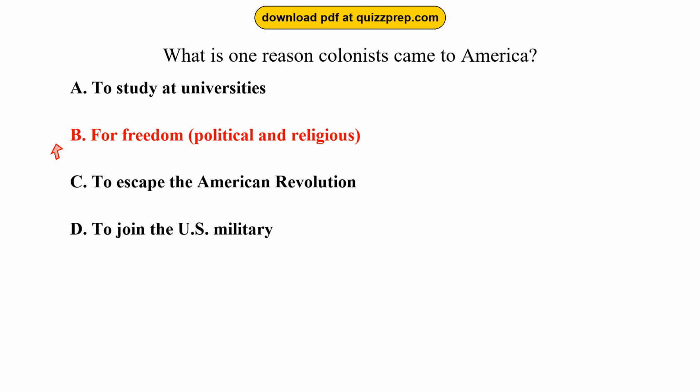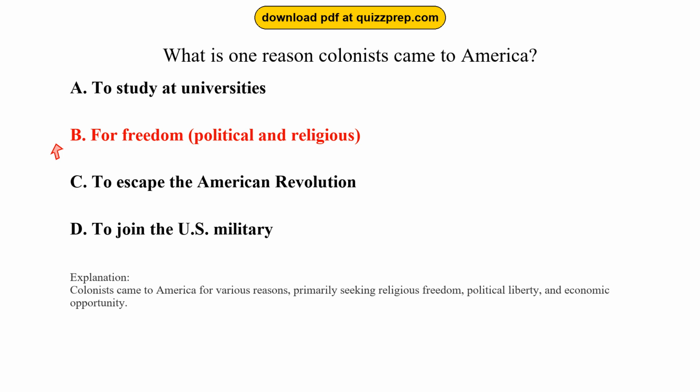The correct answer is option B, for freedom, political and religious. Colonists came to America for various reasons, primarily seeking religious freedom, political liberty, and economic opportunity.